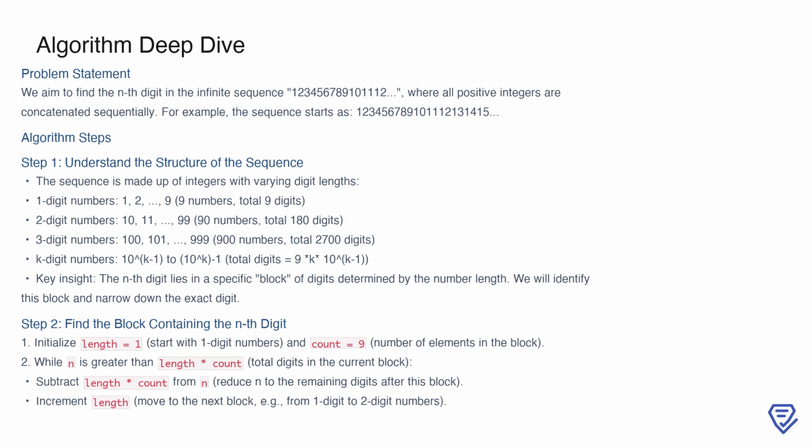The key insight here is that the nth digit must belong to a specific block of numbers, grouped by their digit length. Our goal is to identify the block that contains this digit and narrow it down further to find the exact number and digit. We start by initializing the block's digit length to 1 and the count of numbers in the block to 9. As long as n is greater than the total number of digits in the current block, we reduce n by the total digits in that block and move to the next block by increasing the digit length and the count of numbers appropriately. This step-by-step reduction allows us to pinpoint the block where the nth digit lies.